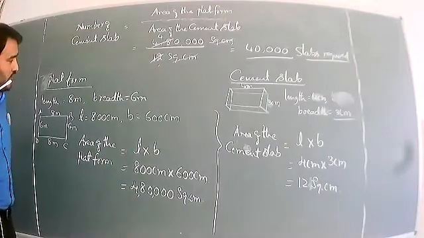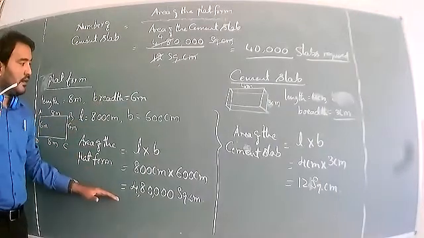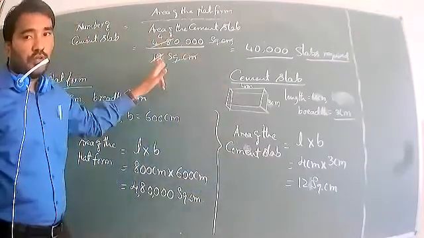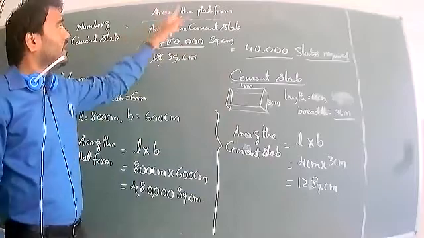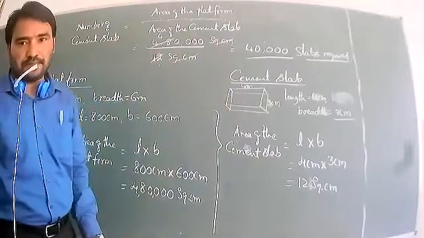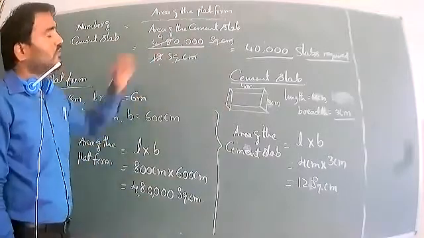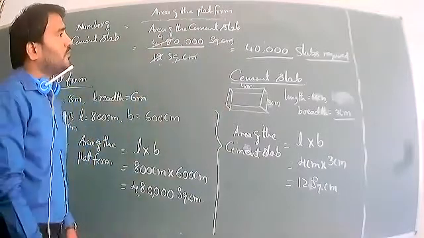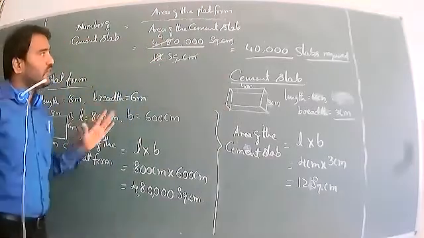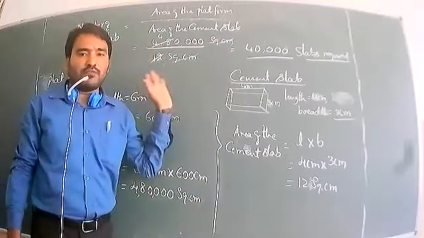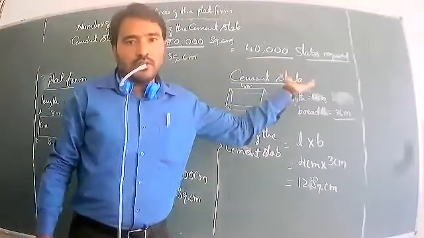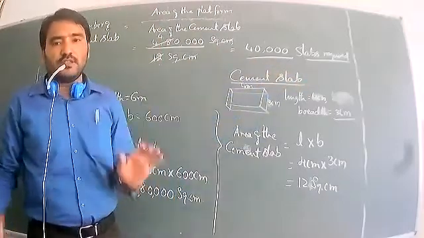So first we find the area of the platform and the area of the cement slab. Then we divide: number of cement slabs equals area of the platform divided by area of the cement slab, and we get the answer. 12 fours are 48. You can use the formula, it is very easy and simple, and it can be divided easily. So 40,000 slabs are required. This is the answer.